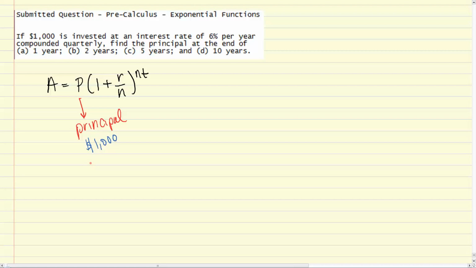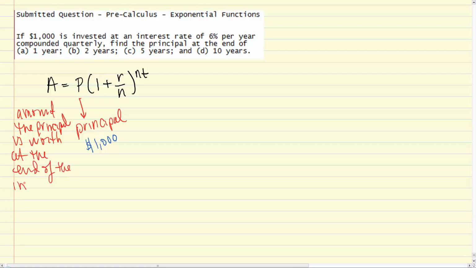At the end of the investment period, the amount that the principal is worth, and that's the A, is how much it's worth at the end of the investment period, and that's what we're actually asked to calculate in each of these 4 scenarios that we're given.